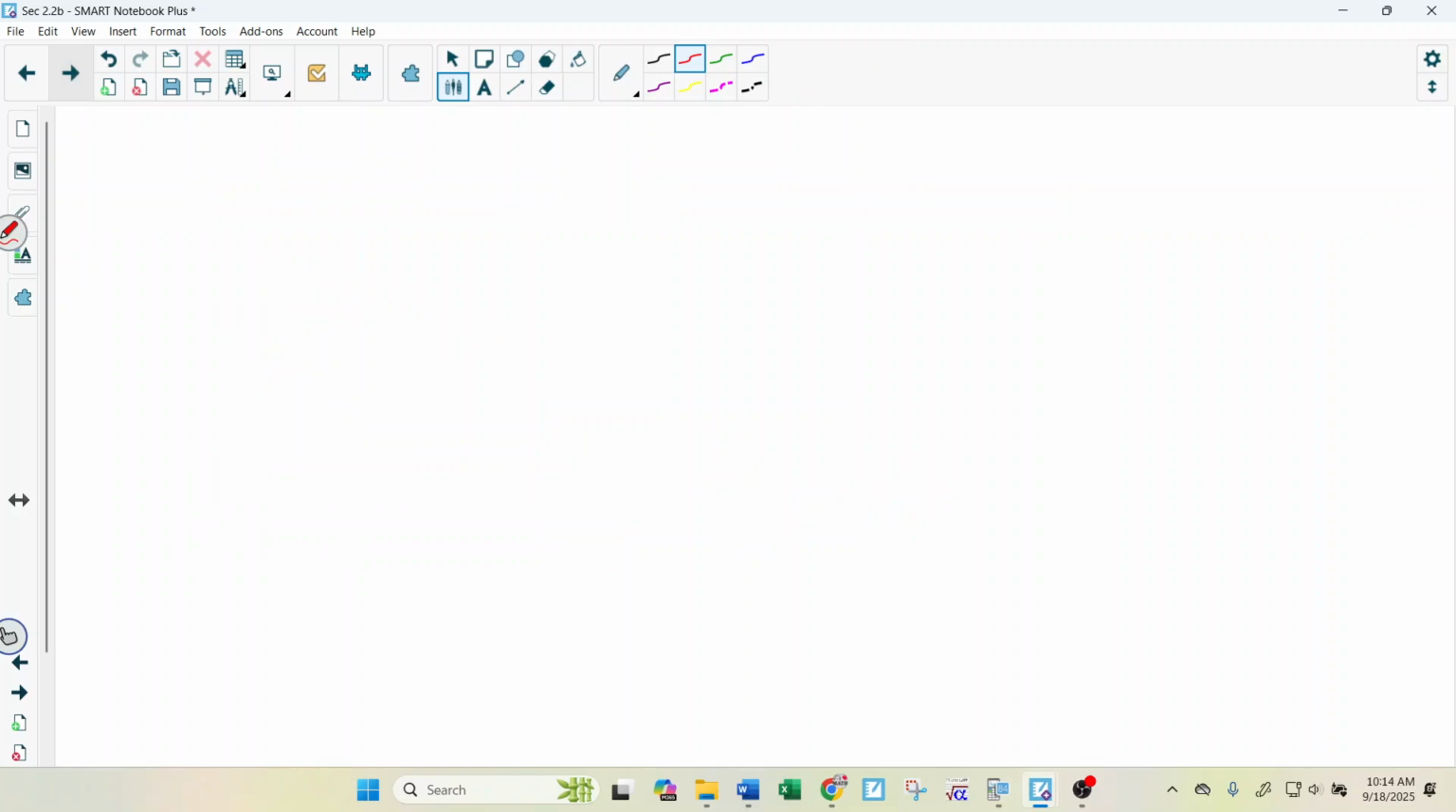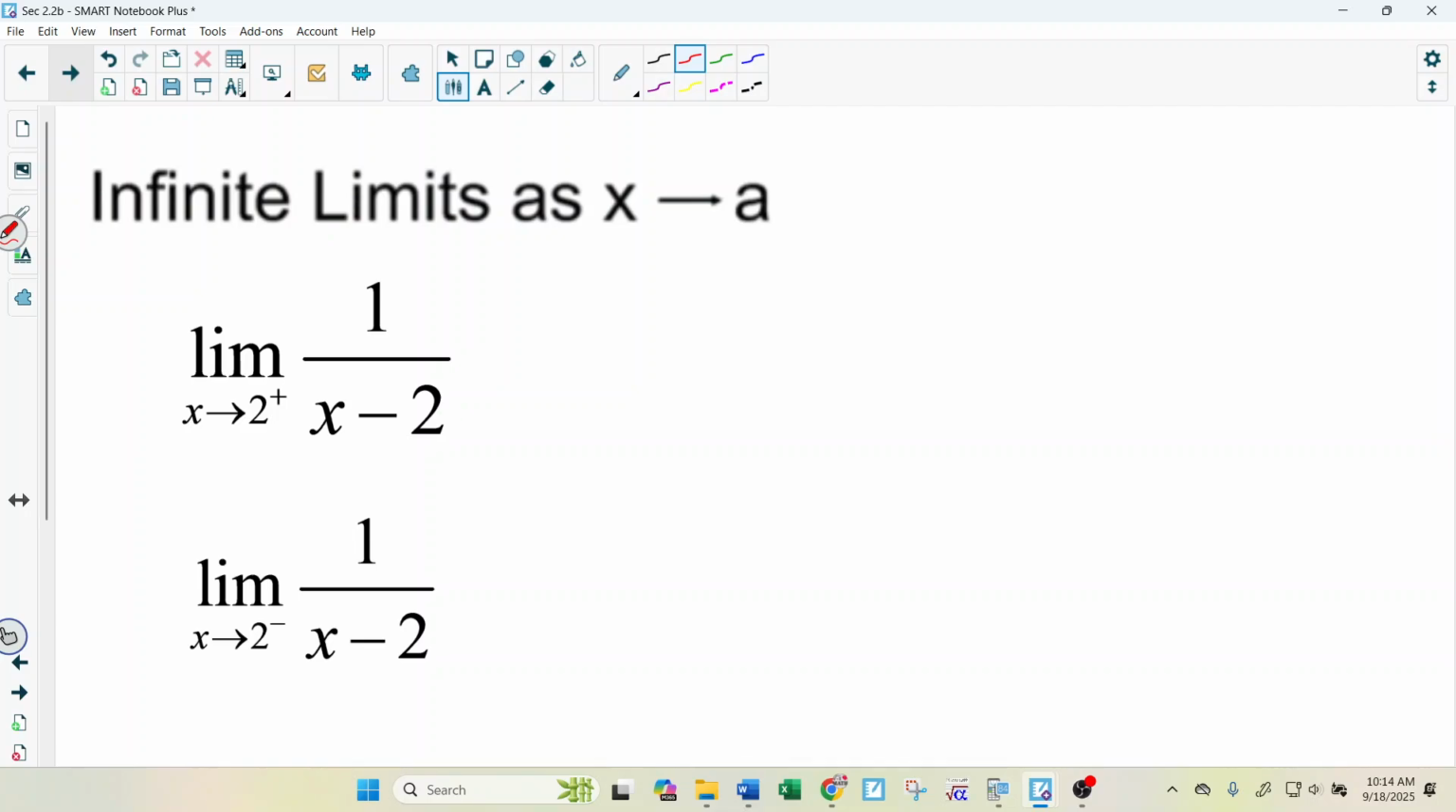Today, we want to look at, though, not that x goes to infinity, but what happens as x goes to a number, and our answer is going to be infinity. So as we look at this, we want to look at the limit of 1 over x minus 2 as x approaches 2 from the right. Okay? So what's going on here? Well, if I put 2 in, what do I get? 1 over 0.